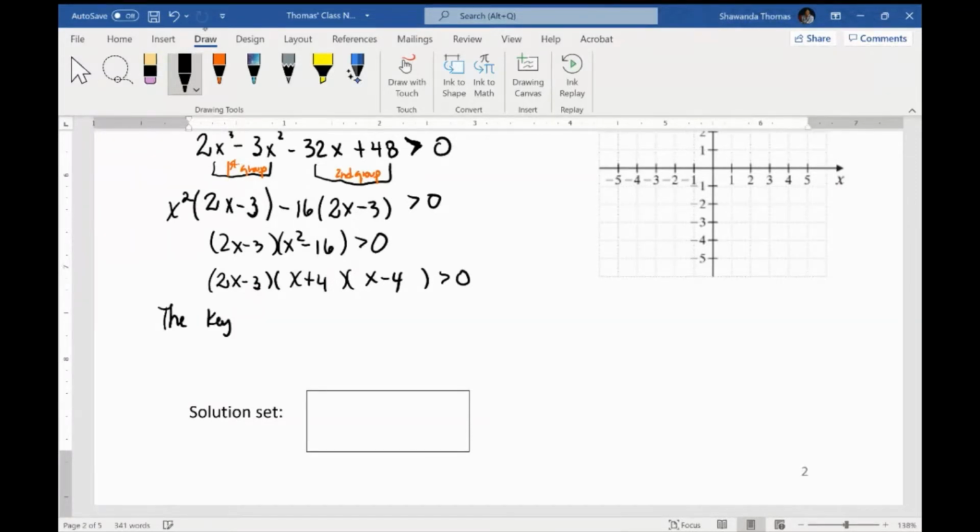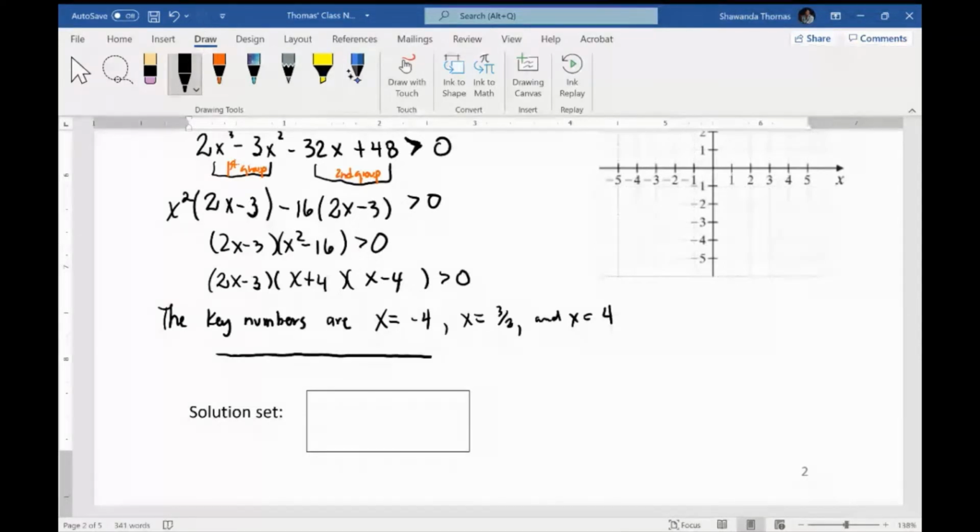So what are our key numbers? Can we do it in numerical order? There's a lot of numbers. The key numbers are x equals negative 4. Yep. What else we got? 3 over 2, yeah, because that's 1.5. And positive 4. Yep. So on our number line, we have -4, 3 halves, and 4.